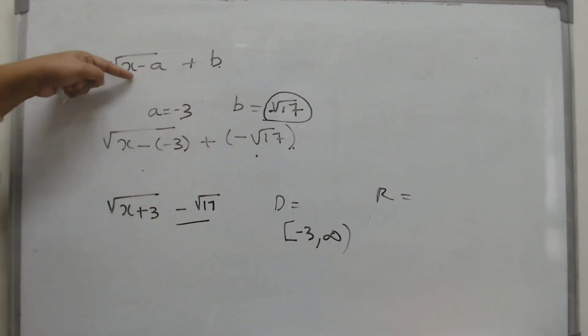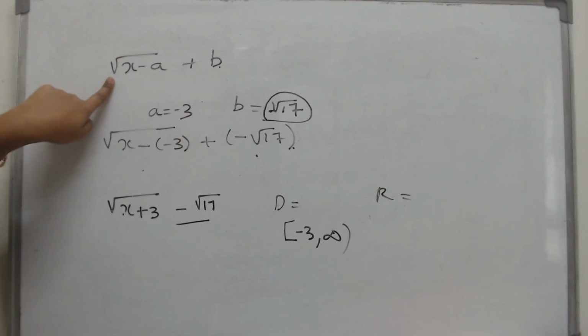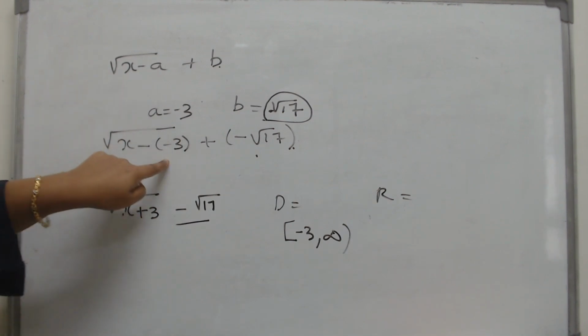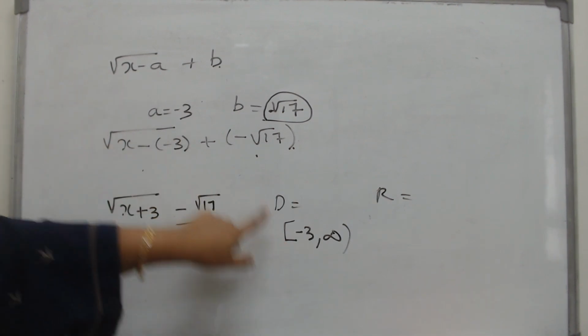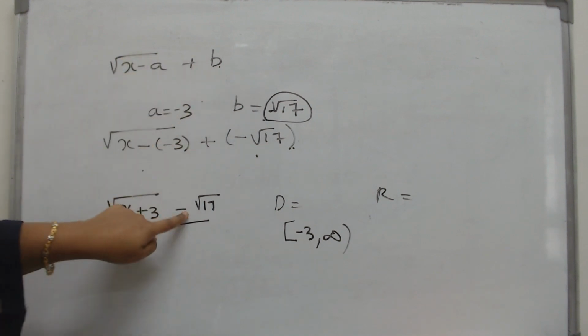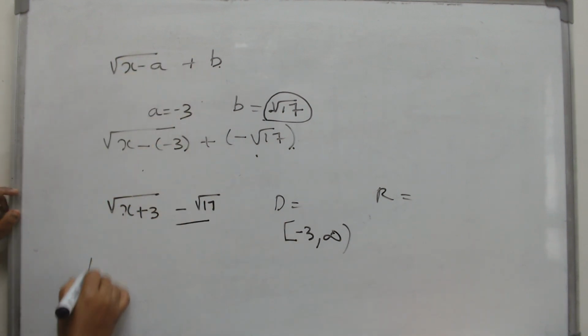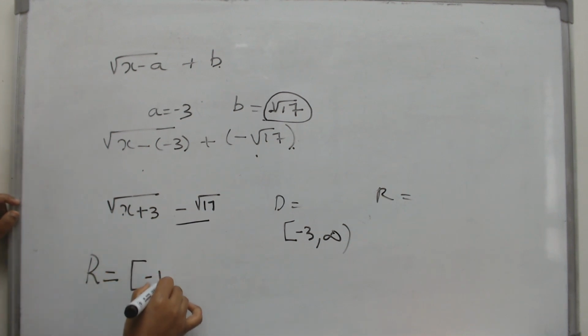So we just have to bring this to our standard form. So it will be x minus of 3. That is what we have got here. Your b is minus square root of 17. So your r is going to be what? Its values are going to start from square root of 17 and go all the way.